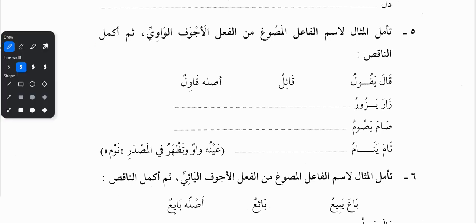Now this is another kind of fail we have come across. What kind of fail is this? A fail where in between you will find a wow. Before we had fail ajwaf, that means a fail which has an alif in between. But now we came across the second type of fail which has a wow in between. So let's see what kind of fails these are. Qala, zada, sama, and nama. So this is an exception here.